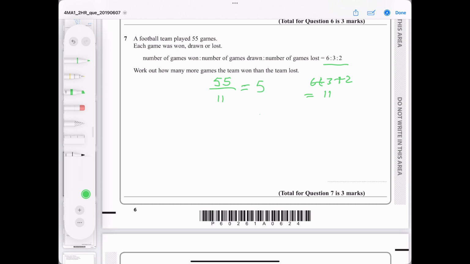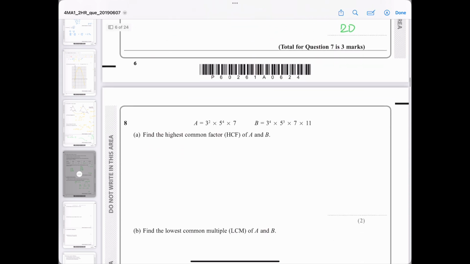So if we actually look at what the actual numbers were, 30 games were won, which isn't bad. 3 times 5, 15 games were drawn, and only 10 games were lost. So we've got to find out how many more games the team won than the team lost. So it's 30 minus 10 equals 20. So that's the answer. 20 more games were won than lost.